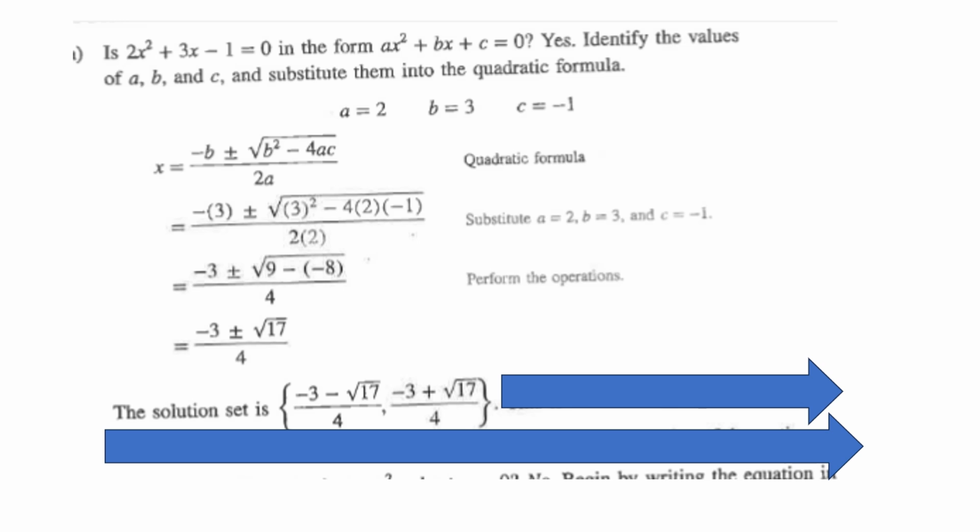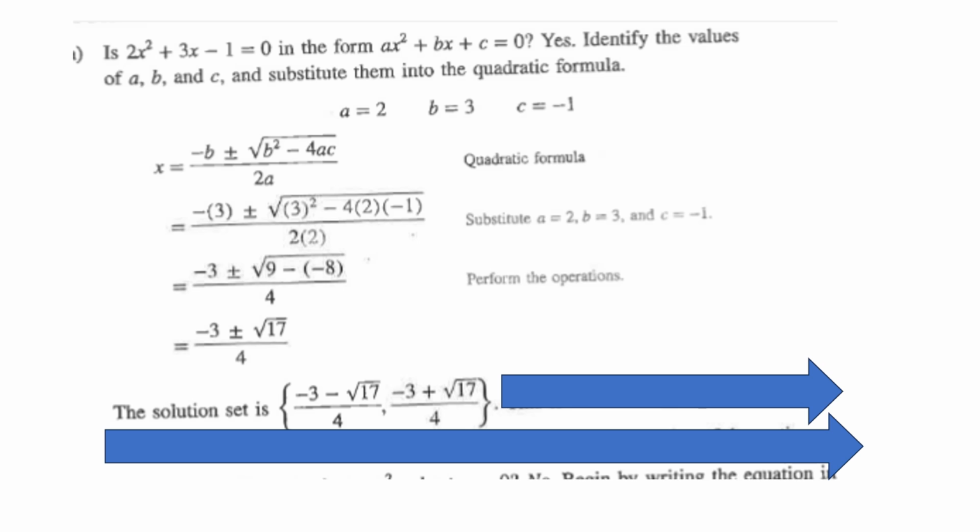The next step is you must identify the values of a, b, and c and substitute them into the quadratic formula. From this example, we know that a is 2, b is 3, and c is minus 1. And then we're going to recall the quadratic formula. x equals minus b plus or minus the square root of b squared minus 4ac all over 2a. And now we're going to substitute the numbers in.